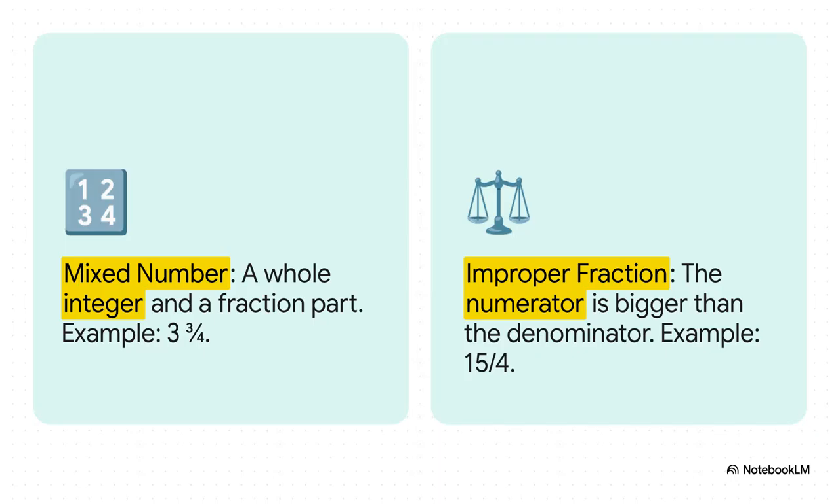Fractions that are bigger than one whole also have a couple of main disguises. On the left, you've got a mixed number. That's a whole number hanging out with a fraction, like 3 3/4. On the right, you have what's called an improper fraction. Some people call them top-heavy fractions, where the top number is bigger than the bottom, like 15/4. The key thing is, they both represent the exact same amount, they're just written differently.